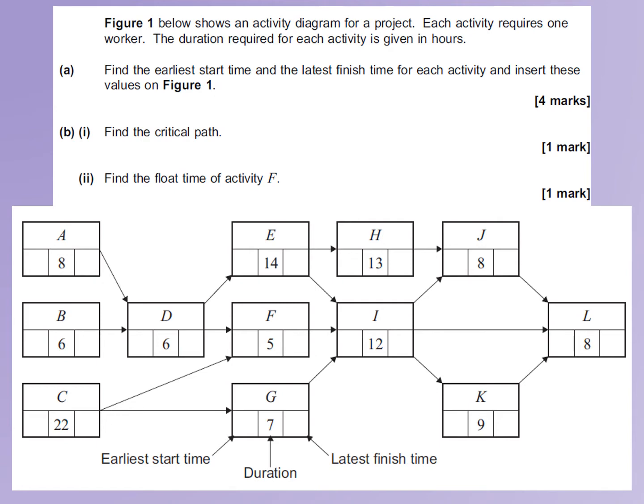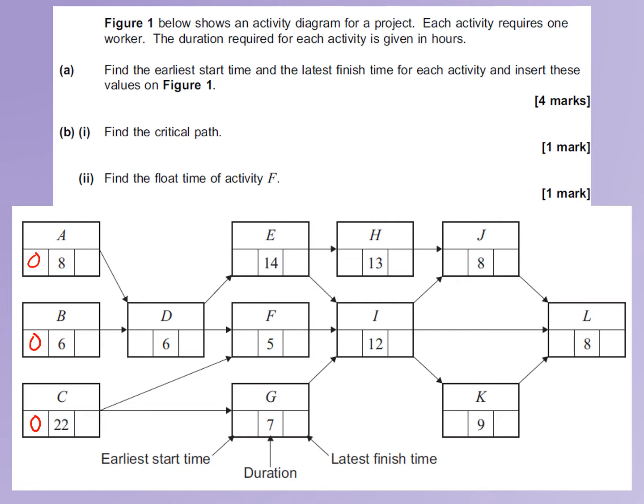So part A, we're going to start by completing the earliest start times of each of the activities in this network. So we're going to start with all of the activities that have no immediate predecessor. In this case, activity A, B and C. We're going to give those all a start time of 0. We're then going to consider any activities where their immediate predecessors already have earliest start times.